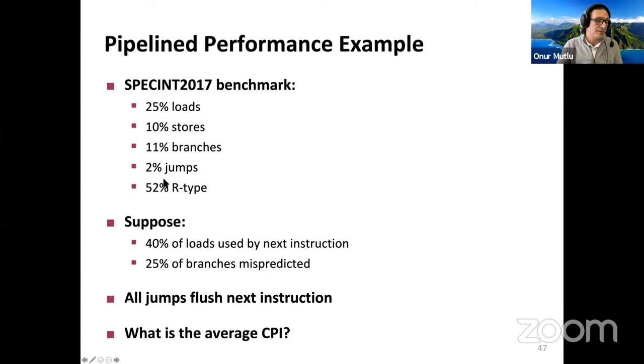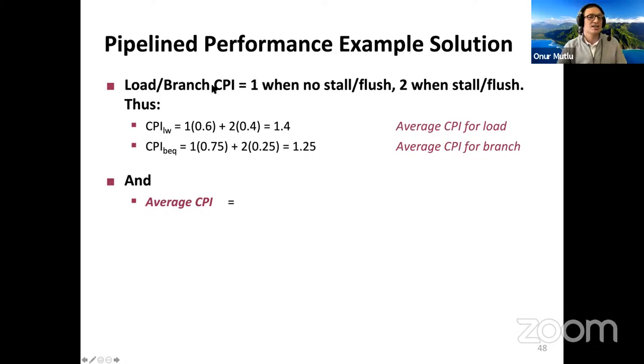That's true for R-type instructions also, right? Well, they cause data dependencies, but they're not going to cause stalls. And they're not going to cause flushing because we have data forwarding paths to handle R-type instructions, forwarding of data between R-type instructions. The problems really happen with load to next instruction forwarding, branches, and jumps, as we will see. So basically, the load and branch cycles per instruction is one when there is no stall or flush, but it will be two when there's a stall or flush, because the instruction after the load cannot go, which means that it looks as if the load is taking two cycles in this case.